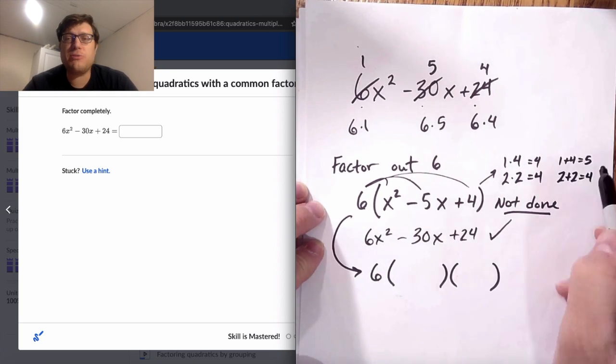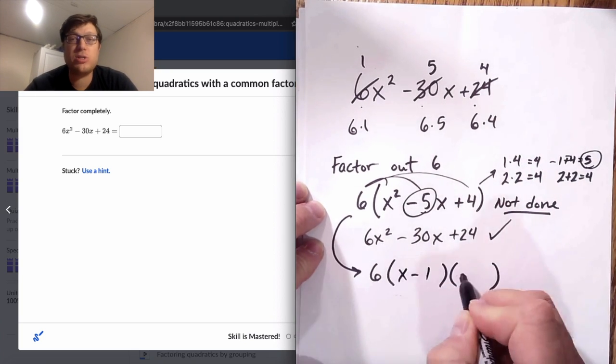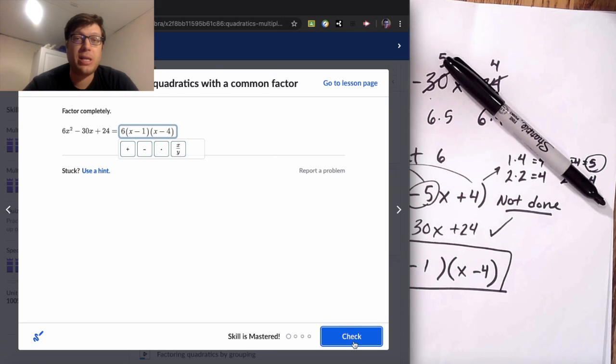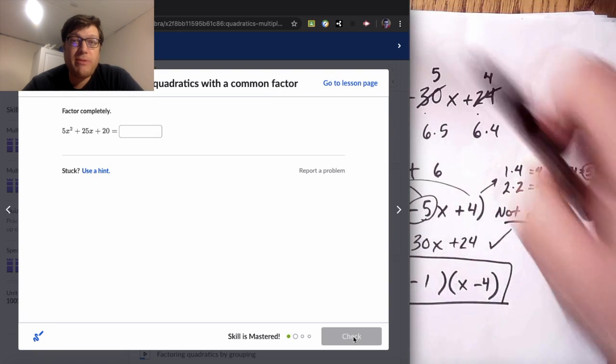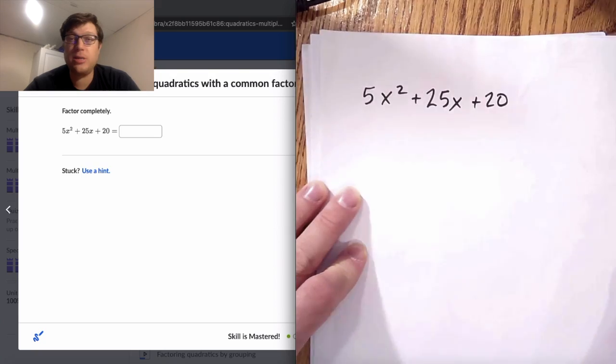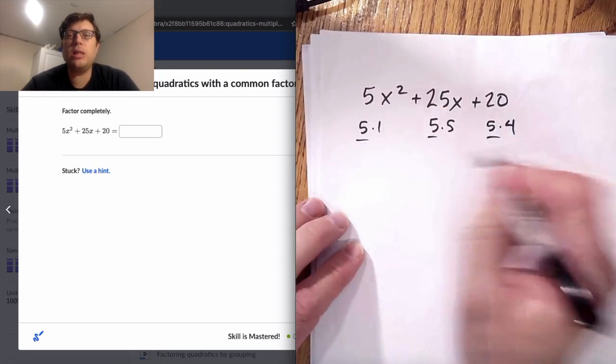I need to look for factors of 4 that I can add to negative 5. And it turns out negative 1 times negative 4 add together to make negative 5. So that's how I'm going to write out my factored form. Go ahead and rewatch. I feel like I'm going fast. Feel free to pause, scrub, and let it all go.